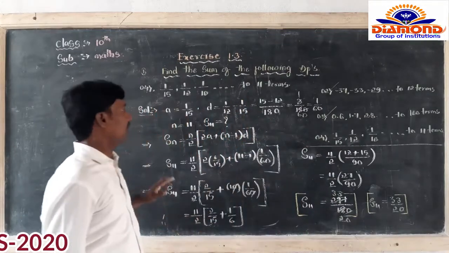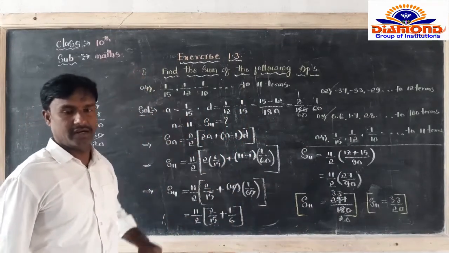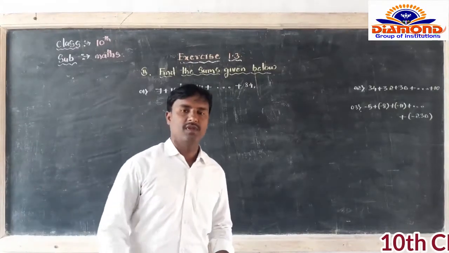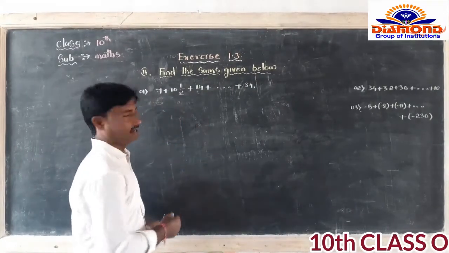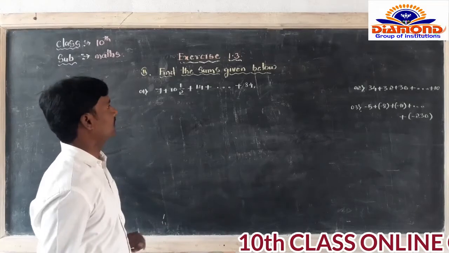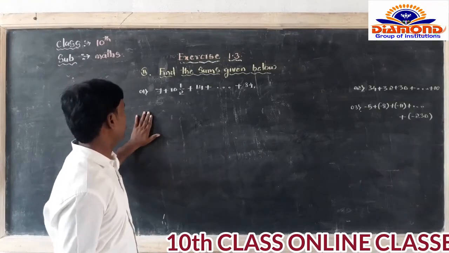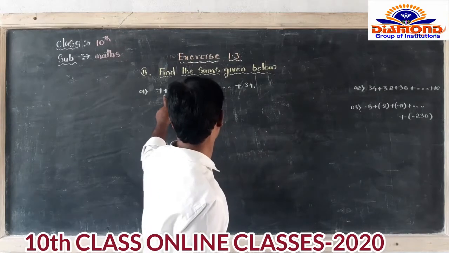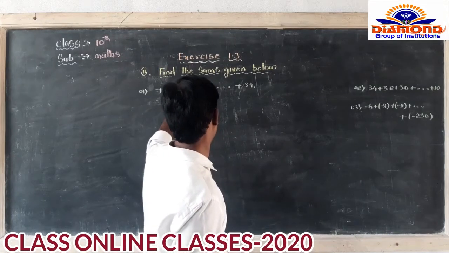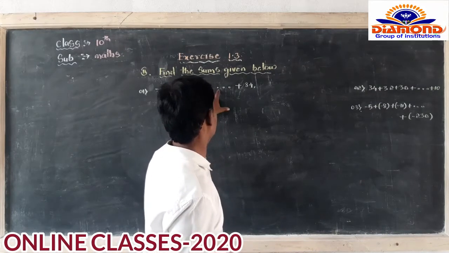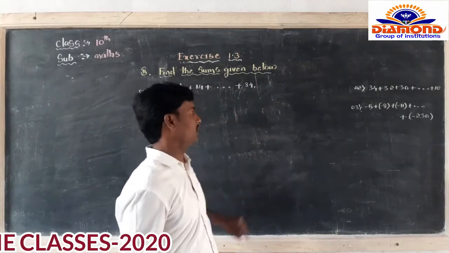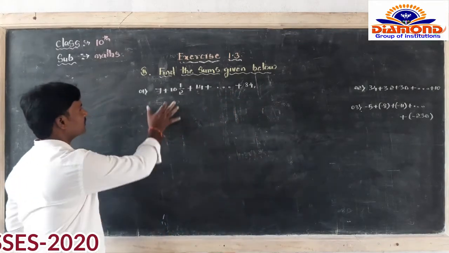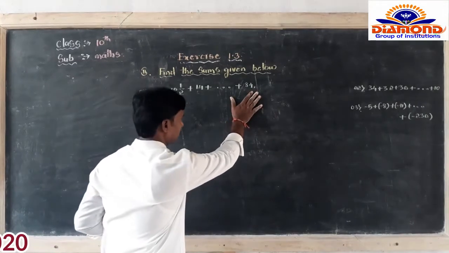Okay, dear students, now we will go to the second bit. Welcome to the second bit. So what is the bit here? Find the sum of the given series. This bit has 3 questions. The first one is 7 plus 10 1/2 plus 14 plus and so on plus 84. So the first term is given and the last term is also given.